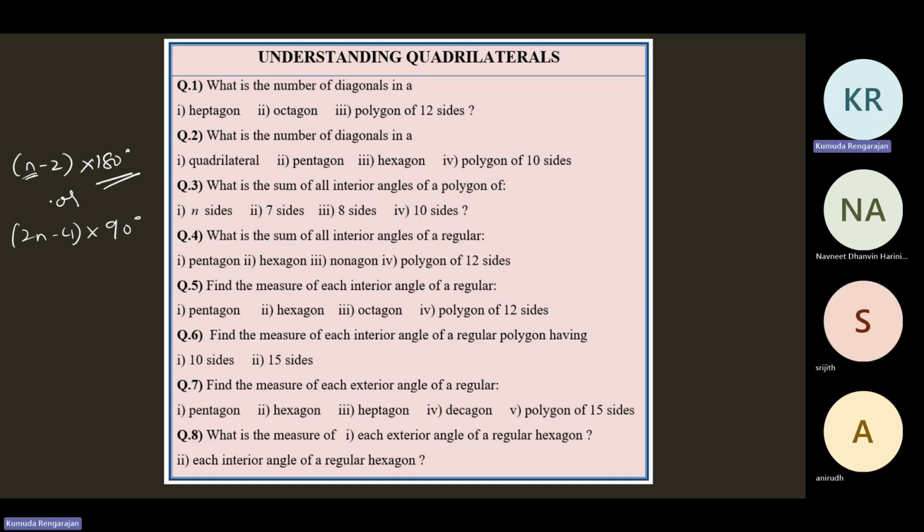Now, supposing this polygon is a regular polygon, then each interior angle will be (n minus 2) into 180 degrees divided by n, because it's a regular polygon. If it's given it's a regular polygon, then all the interior angles will have the same measure.